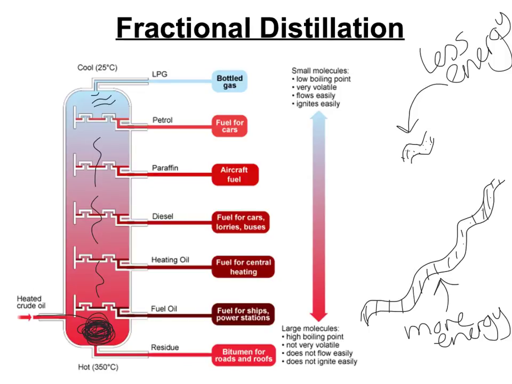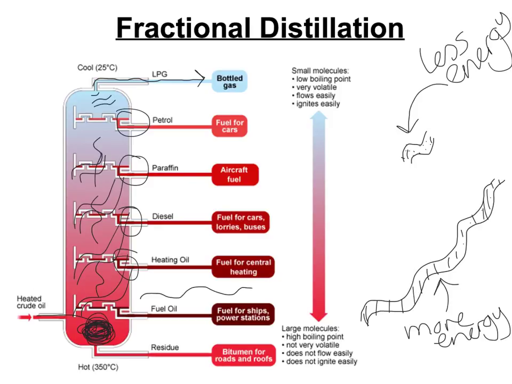Now, at the top it's a lot cooler there, so the vapour will condense and then it will be tapped off. And it's the same for all of the fractions all the way down the tower. So as you go down, the chain length will get gradually longer as the boiling point increases. And the ones with the longest chains will be left at the bottom because they're still needing more heat to break the intermolecular forces between the molecules.